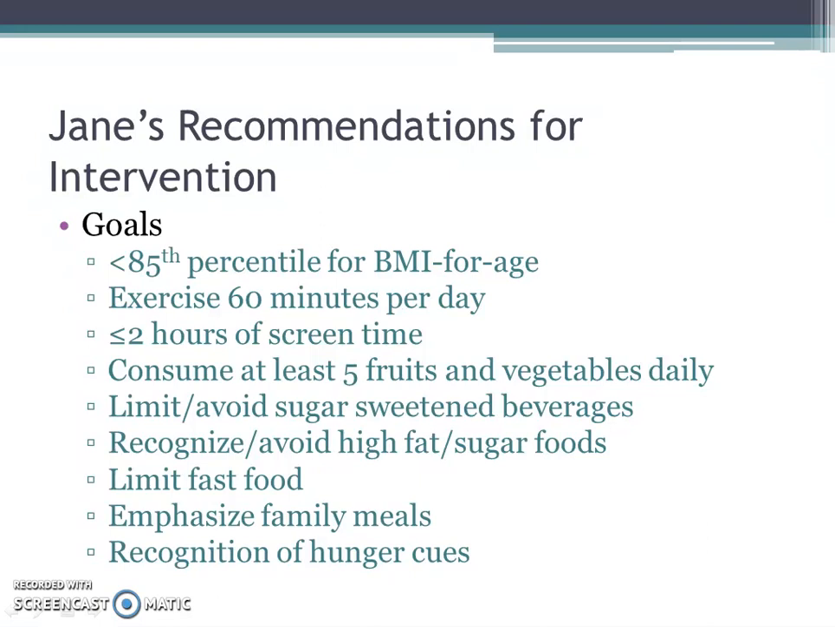Based on Jane's current health status and diet, there are several interventions that could be employed to create a positive impact. The important thing to remember is starting with only 1 or 2 goals. This will help to avoid overwhelming and frustrating Jane.